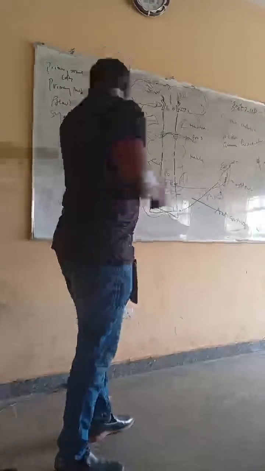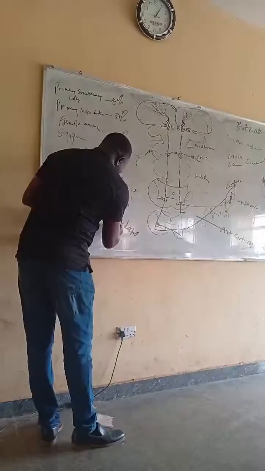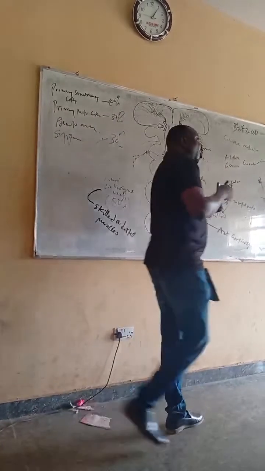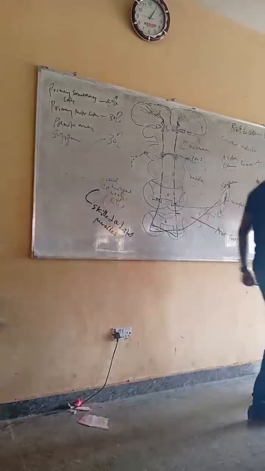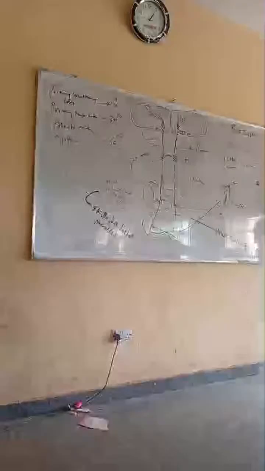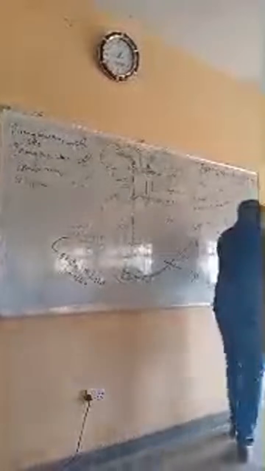The lateral corticospinal tract is responsible for what? Special skills, those required for performing skilled movements. Then the anterior tract is responsible for what? It innervates proximal muscles, like muscles of your forehead and all that.